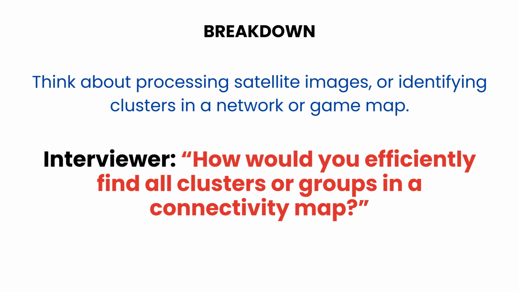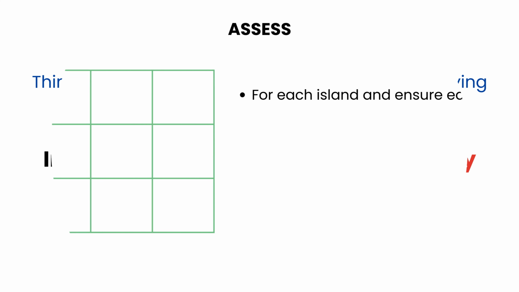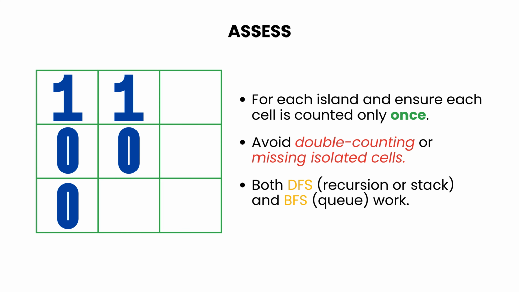Think about processing satellite images to count disconnected land masses, or identifying clusters in a social network or a game map. Interviewers might ask, how would you efficiently find all clusters or groups in a connectivity map? What's tricky? You must explore all connected ones for each island and ensure each cell is counted only once. Need to avoid double counting or missing isolated cells. Both DFS (recursion or stack) and BFS (queue) work, but you must mark cells as visited.